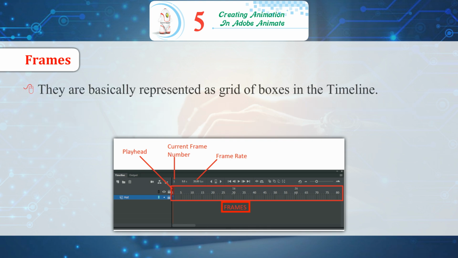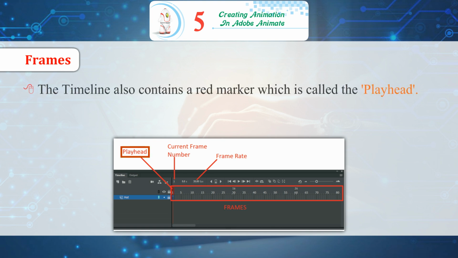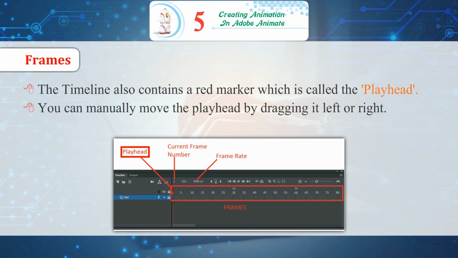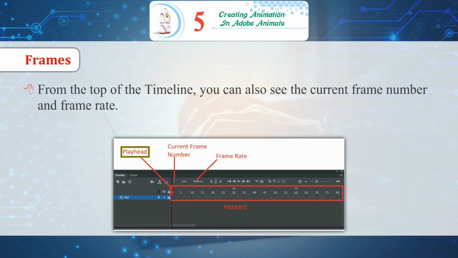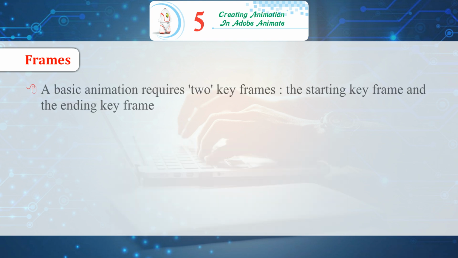They are basically represented as a grid of boxes in the timeline. The timeline also contains a red marker which is called the playhead. You can manually move the playhead by dragging it left or right. Dragging the playhead also allows you to perform a quick check of the movie without the need of playing it. From the top of the timeline, you can also see the current frame number and frame rate.